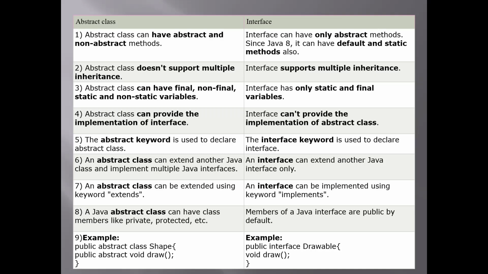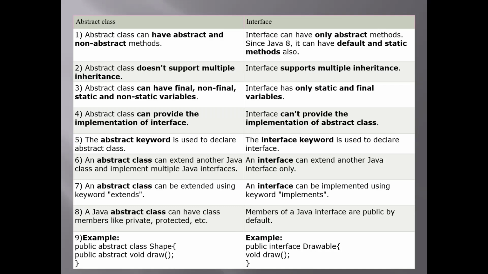Point number two. Abstract class doesn't support multiple inheritance, as we just discussed, but interface supports multiple inheritance. Point number three, abstract class can have final and non-final, static and non-static variables, while interface has only static and final constants.